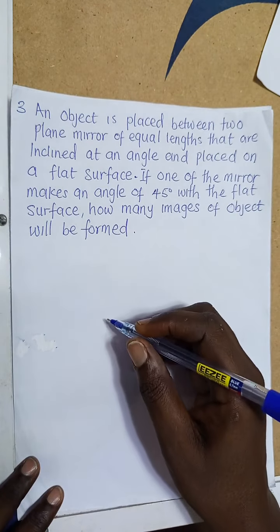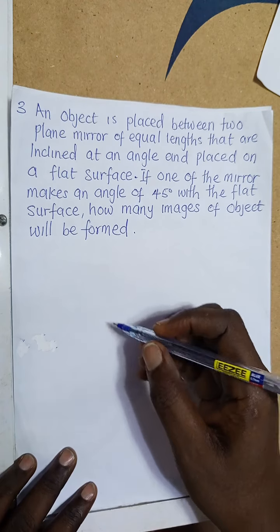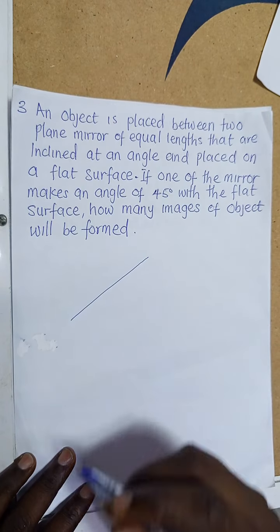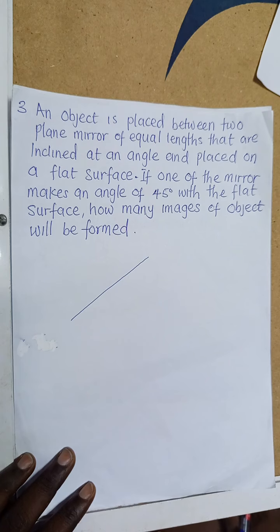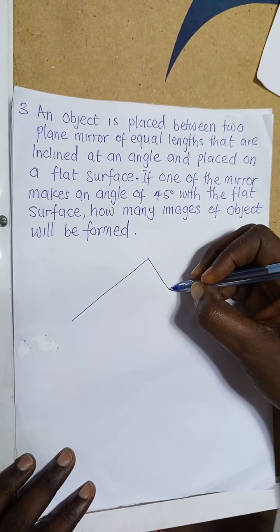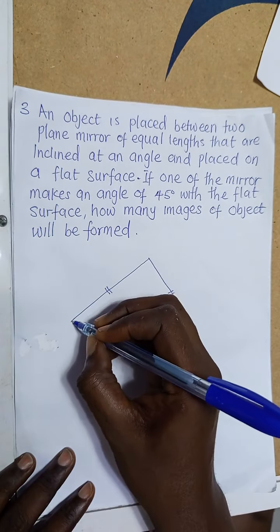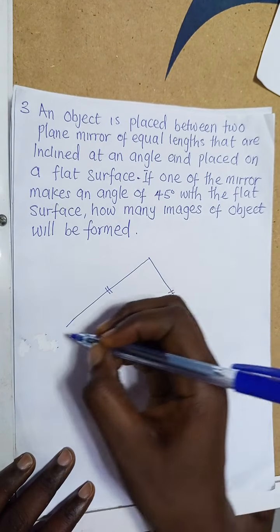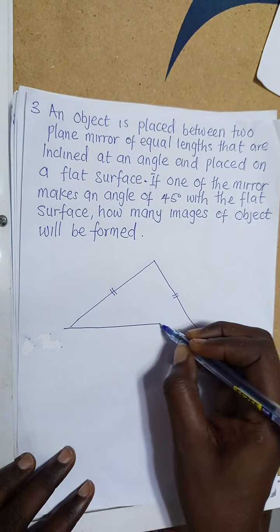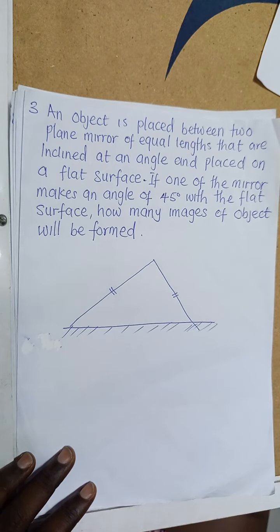Number 3, it said an object is placed between two plane mirrors of equal length, inclined at an angle. The two plane mirrors are inclined at an angle. They are equal length. That means here is equal to this place. That means if here is L, here will be L. And placed on a plane surface. That means the two of them are placed on a plane surface. This is a plane surface.